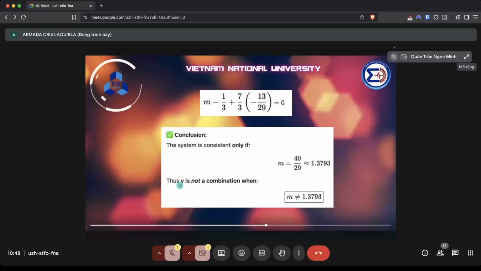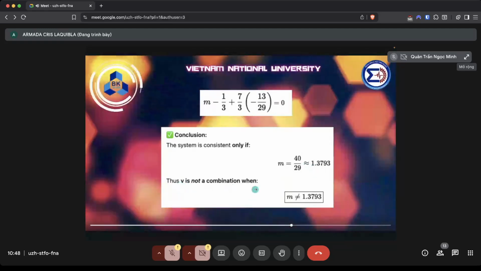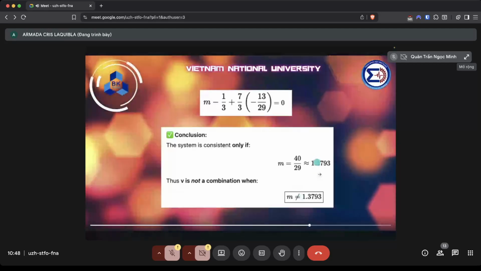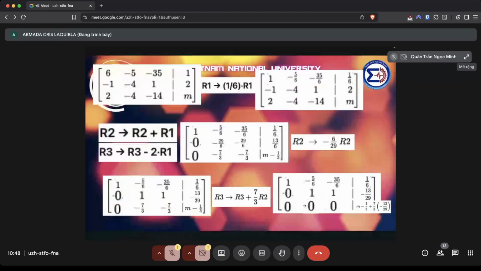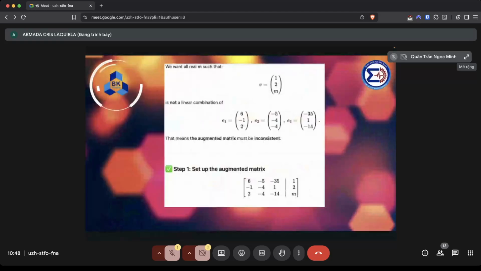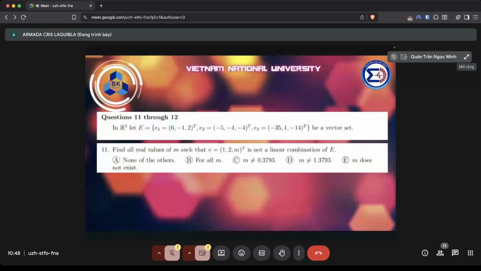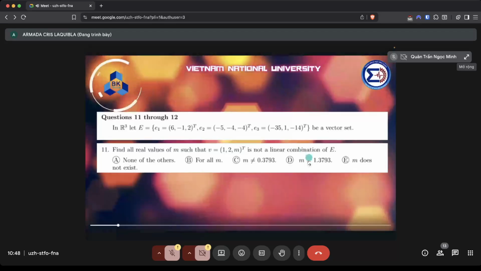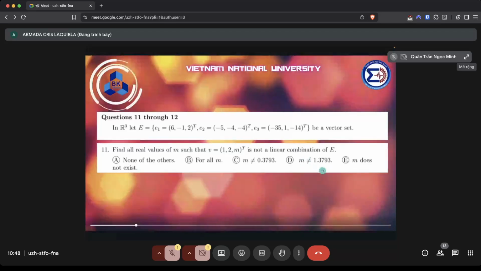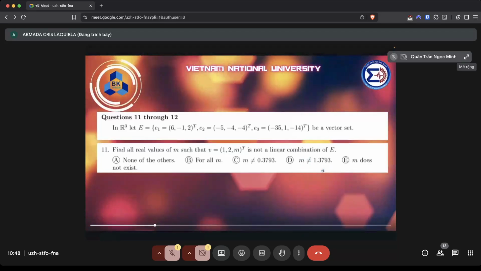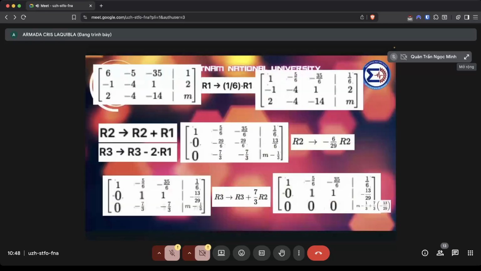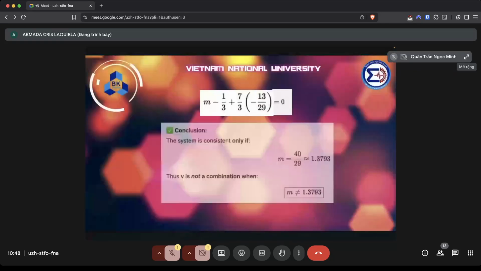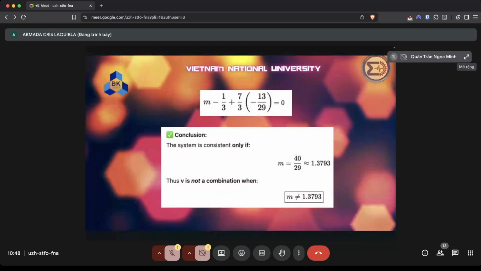Now, it says there that the V must not be a linear combination, so it should not be equal to this value. M must not be equal to 1.3793. Where is that? Letter D. It's here in letter D. It's not equal to 1.3793. Okay, next. So we have lots of values of M there that it is a linear combination.